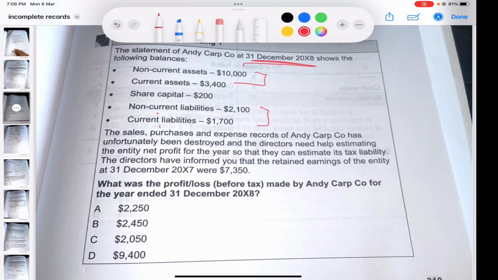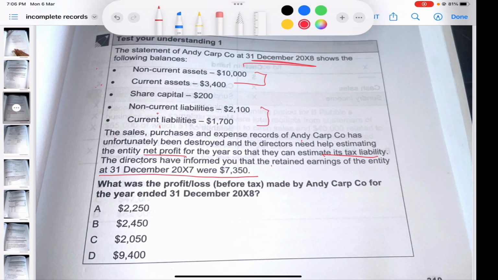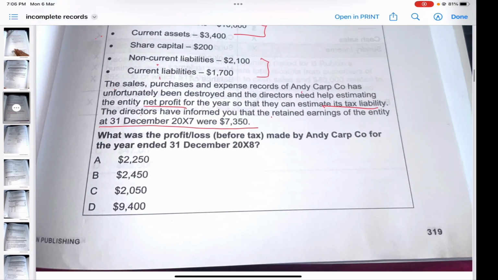The sales, purchases and expense records of Andy Carp Company have unfortunately been destroyed and the directors need help estimating the entity's net profit for the year so they can estimate its tax liability. The directors have informed you that the closing retained earnings of the entity were this much. So we've been given closing. Now just try to put it in the formula which we have discussed. Come on, try to solve it by yourself and then discuss it with me. Pause the video and then you can play it when you're done with your answer.